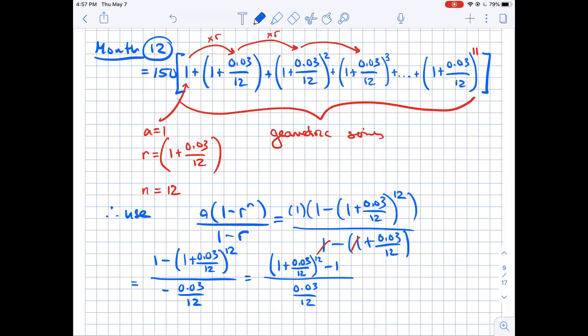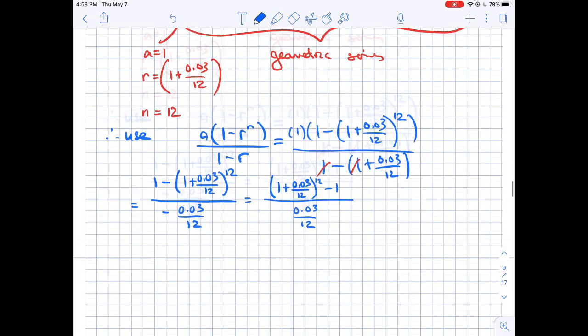When I go back and look at our geometric series, this portion now we know is equal to this value. So all we have to do is take that value, multiply it by 150, which was the amount of every payment into the annuity, and that's going to give us the total value of the annuity after the full year. So let's go and do that calculation.